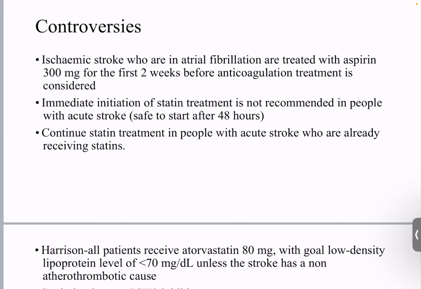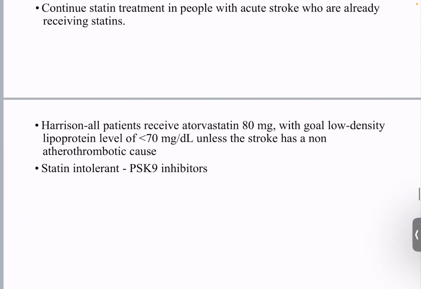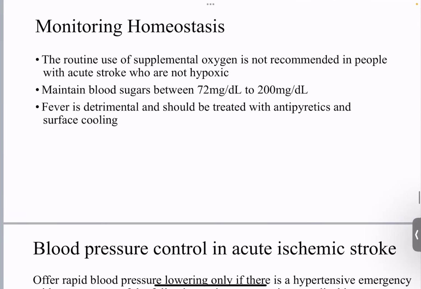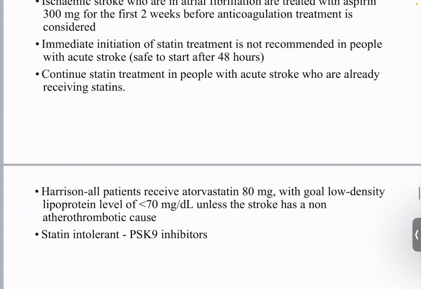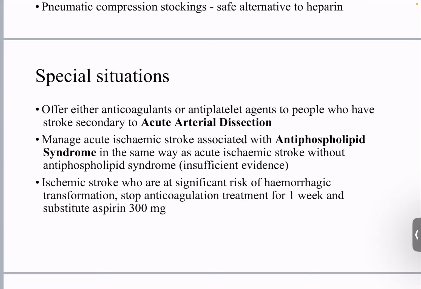And suppose you have done a repeat CT, and the CT shows a hemorrhagic transformation. So will you stop anticoagulation? Will you stop antithrombotics? Somewhere you mentioned that following hemorrhagic transformation, you have to stop anticoagulation and only aspirin should be continued.